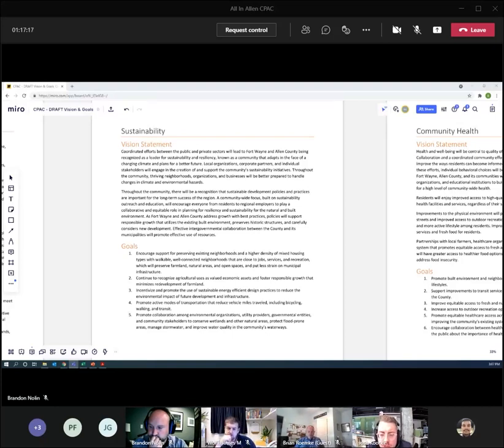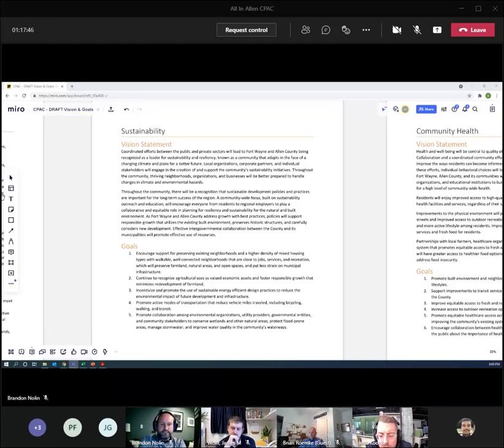Number 2, continue to recognize agricultural uses as valued economic assets and foster responsible growth that minimizes redevelopment of farmland. Number 3, incentivize and promote the use of sustainable, energy-efficient design practices to reduce the environmental impact of future development and infrastructure. Number 4, promote active modes of transportation that reduce vehicle miles traveled, including bicycling, walking, and transit.